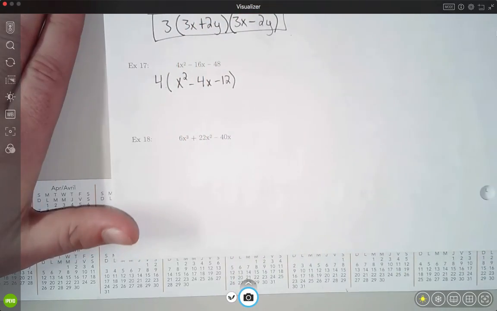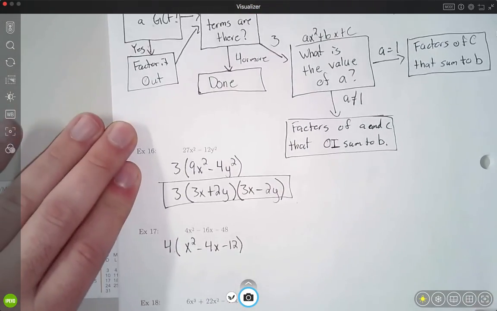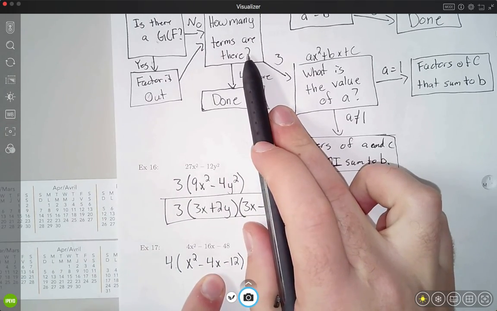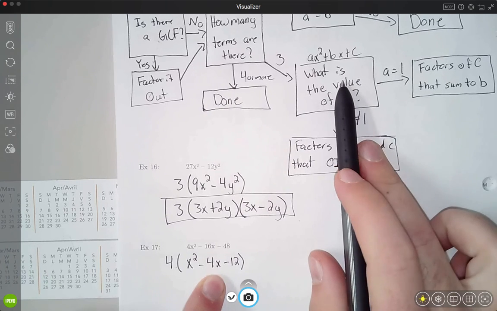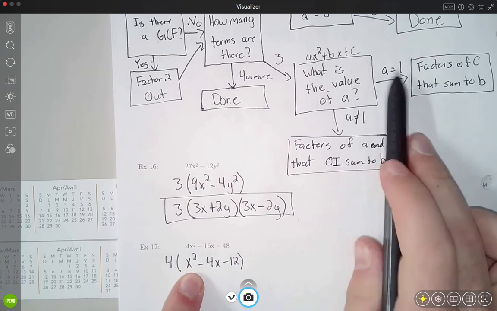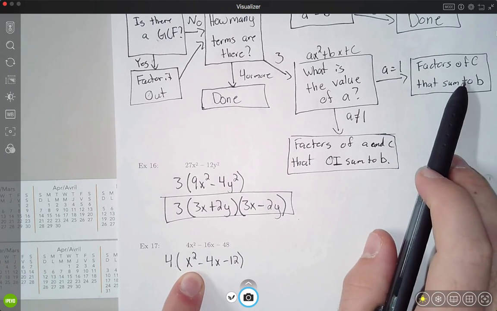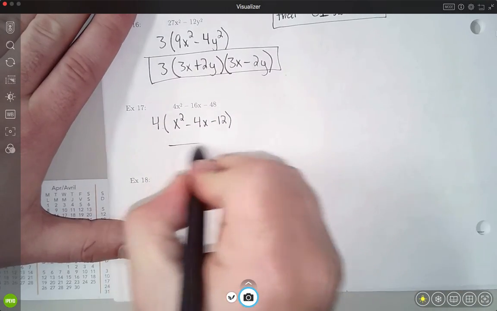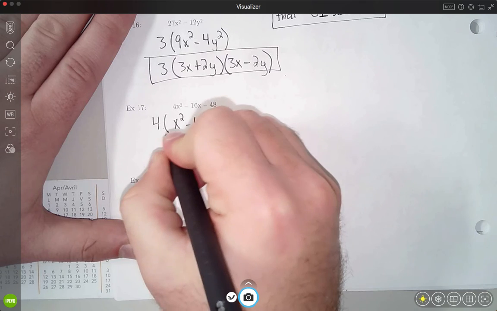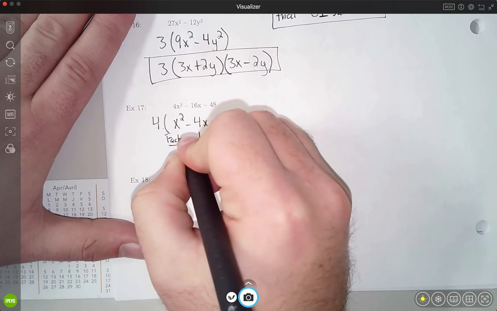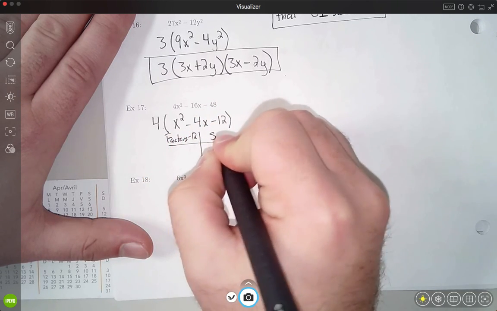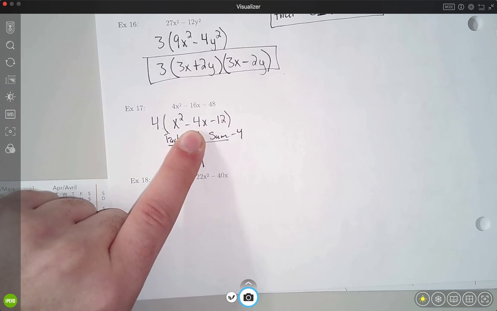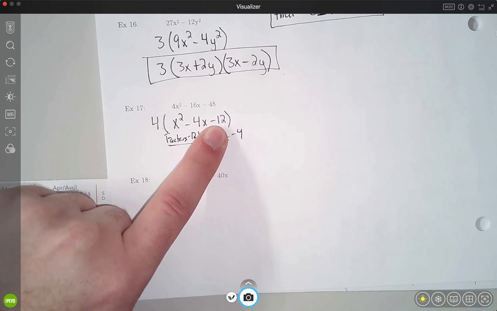If I go back to my graphic organizer here, I'm looking at how many terms I have. This is a trinomial, so I'm looking at 3 terms. My value of a on the inside here now is 1, so I'm just simply looking for factors of c that sum to give me b. So if I make myself a quick table here, I'm looking for factors of negative 12 that sum to give me negative 4. Okay, and based on my middle b being a negative, I know that I have opposite signs for the negative 12, and the bigger one is going to be negative.